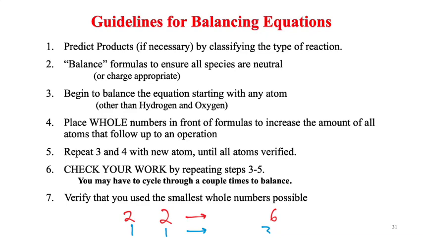Okay? So all you're doing is looking at those coefficients and deciding, do you have the smallest possible sequence of numbers? Okay? Make sense? Yes? Yeah, if you have an odd number, you can't go lower. Yeah, it would be balanced.